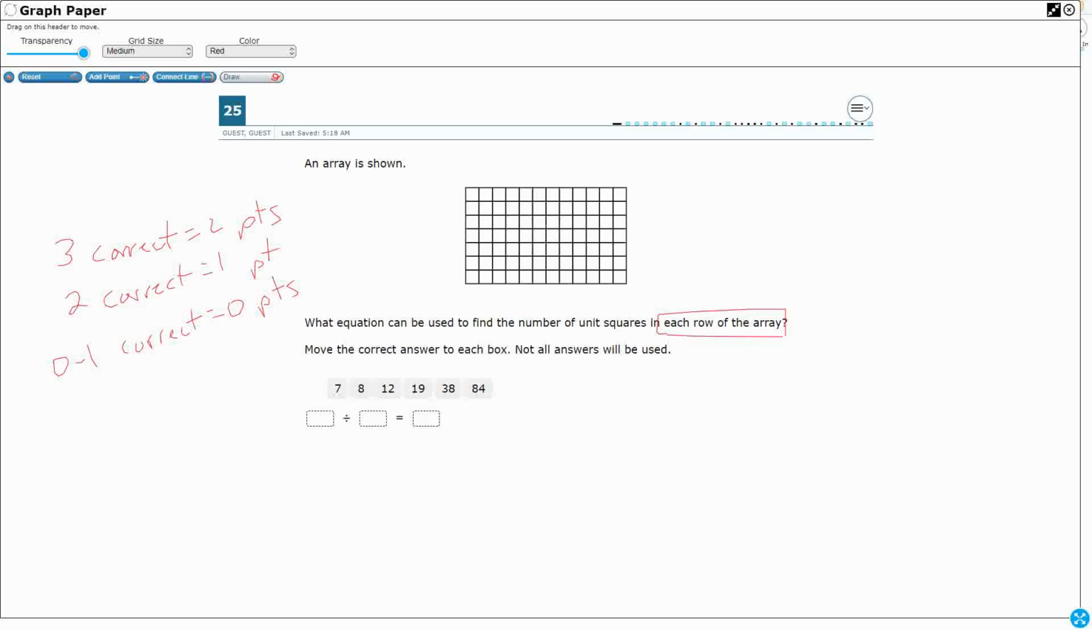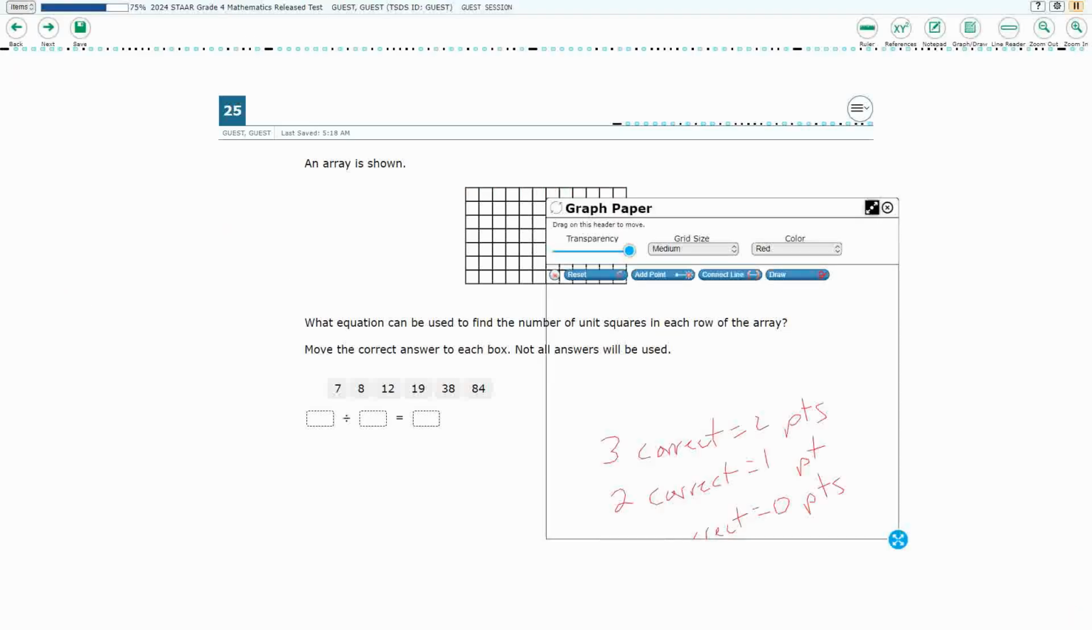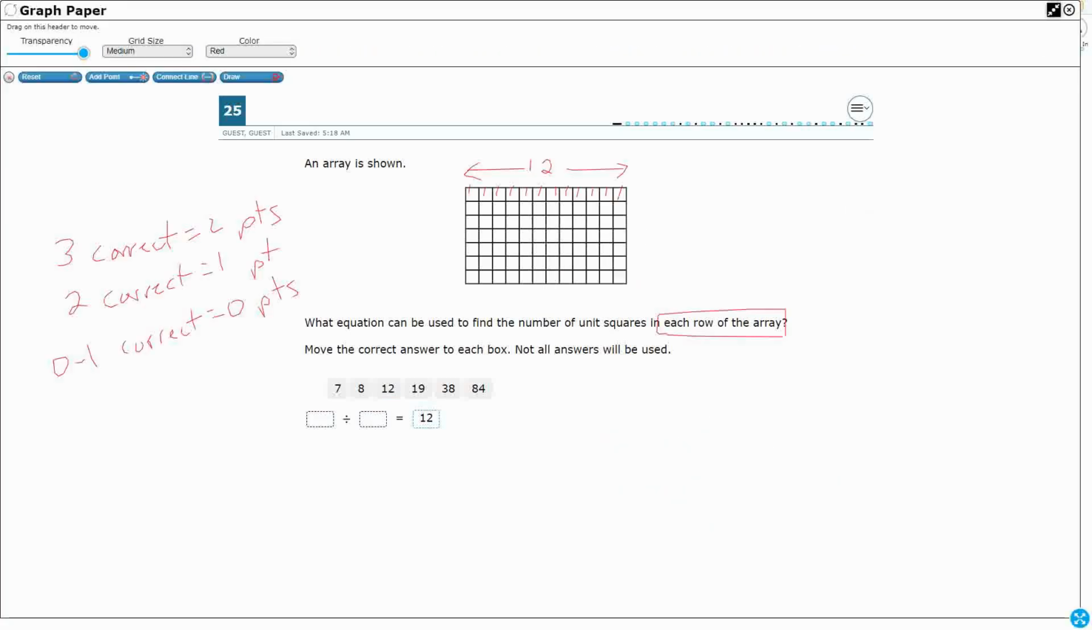Well, we've got a few different options here, right? How many squares are in each row? Well, we can count that. Let's see. 1, 2, 3, 4, 5, 6, 7, 8, 9, 10, 11, 12. All right, so this is 12 across like this. What I'm looking for is an equation that can be used to find it. Well, the answer is 12, so I want to put 12 right there in my answer box. That's going to be my quotient.